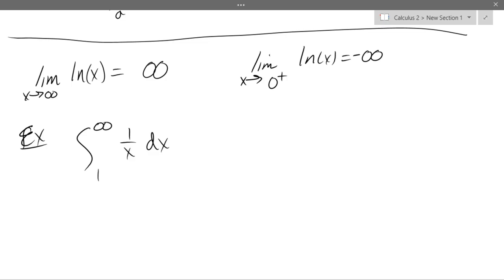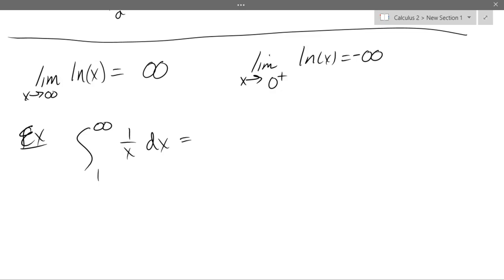So this one. What's the antiderivative of 1 over x? Ln x. Let's not do two things at one time. So let's rewrite it with a limit and then integrate, instead of integrating and rewriting with a limit on the same step.